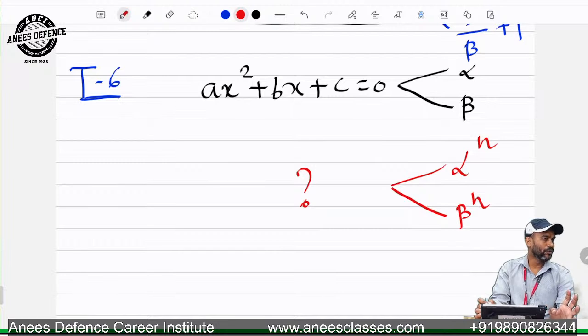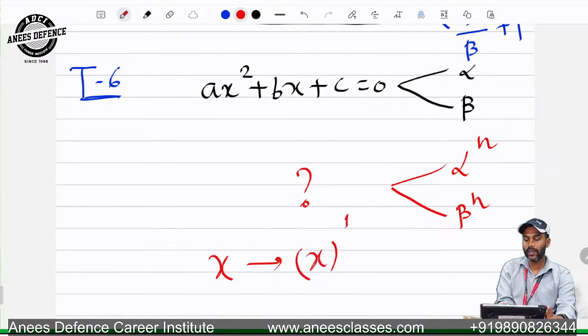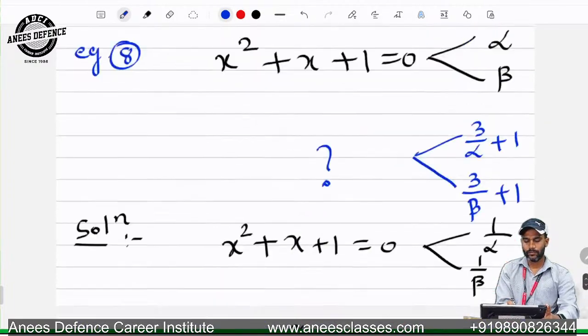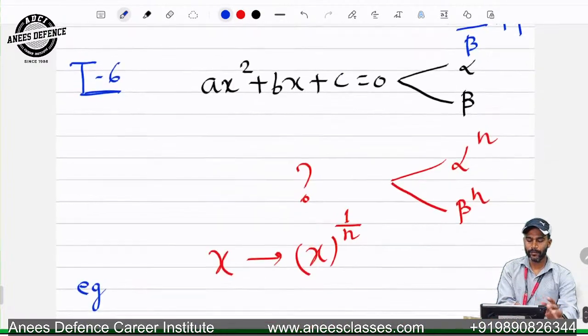So again we have to do the just opposite. So what we have to do? We have to replace x by x raised to 1 by n. Yes or no? Shall we take one example? Yes, sir. Okay. Example number 9.